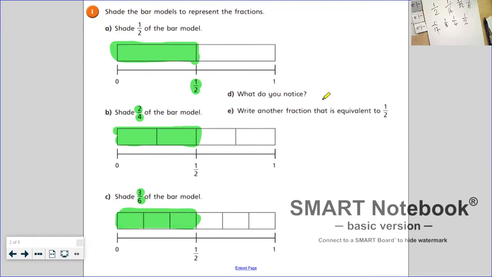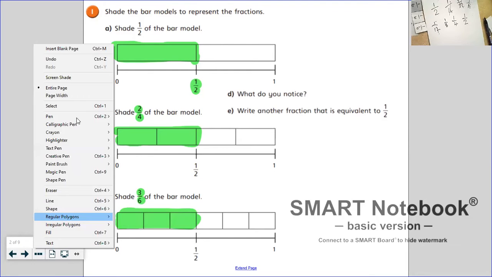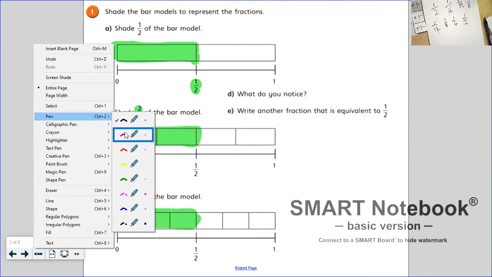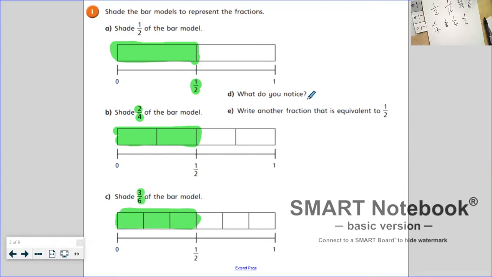And then it says here, what do you notice? Well, I'm sure you're noticing the same, that they're all equal. They are the same. They're equivalent fractions. They are all equal. They are showing the same amount. And then it says, write another fraction that is equivalent.